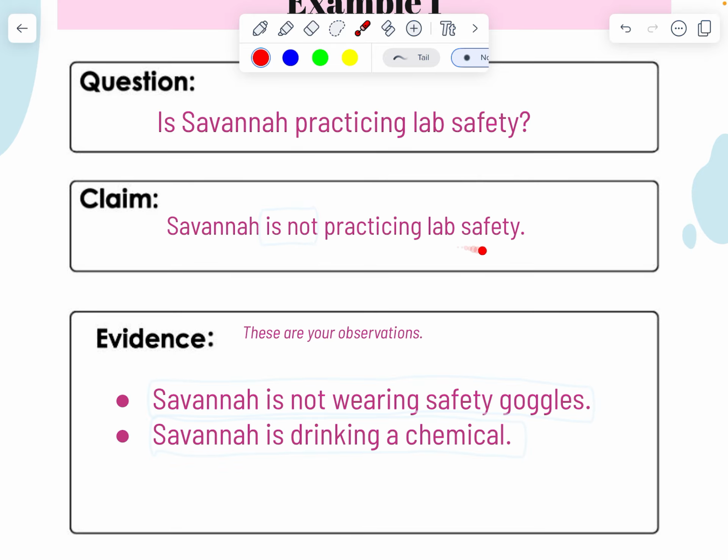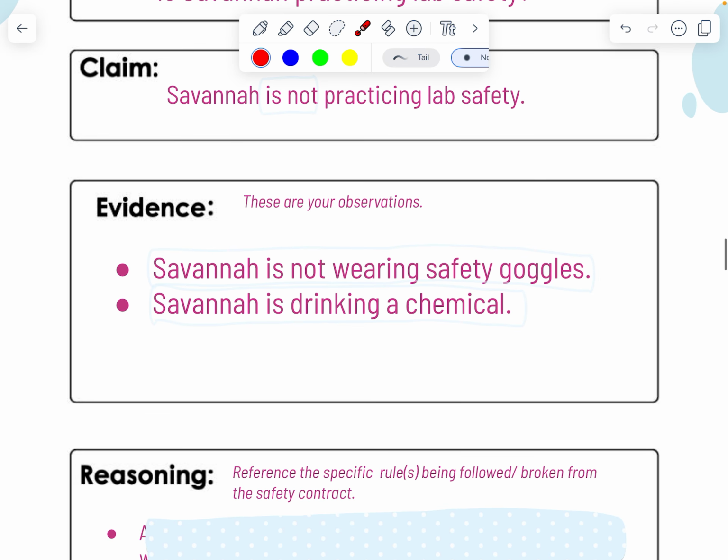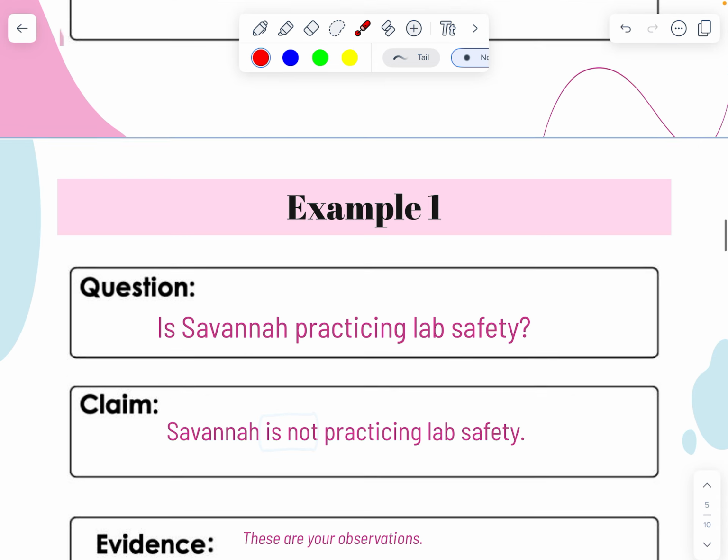So everything you should have here, I should understand what question you're answering in your claim. Here's my evidence. Now, as I get to my reasoning, I'm going to reference the specific rules from the contract. So I want to look at what rules these are addressing.